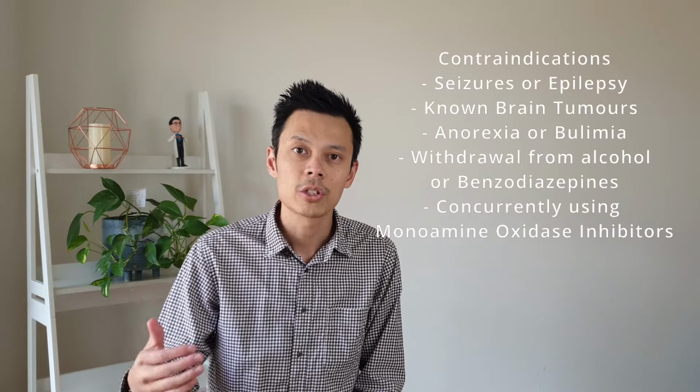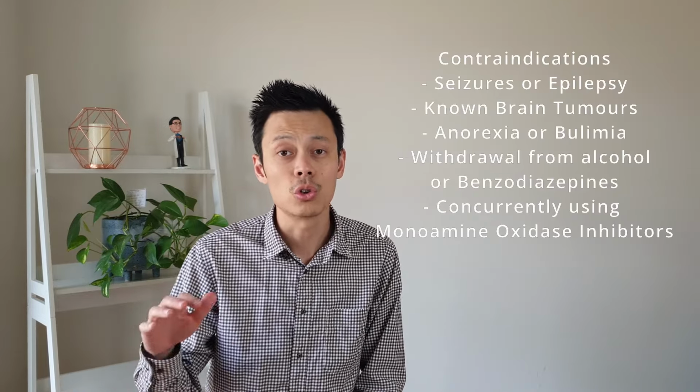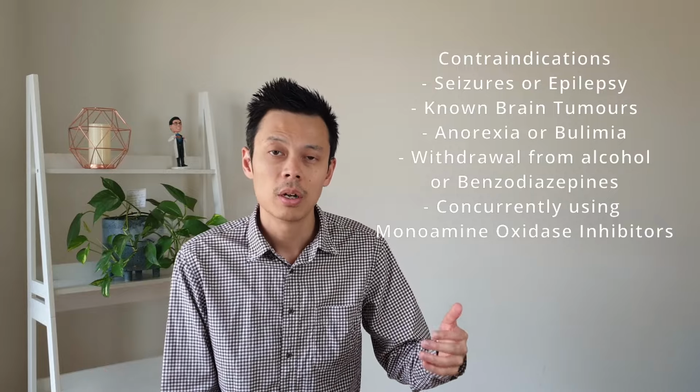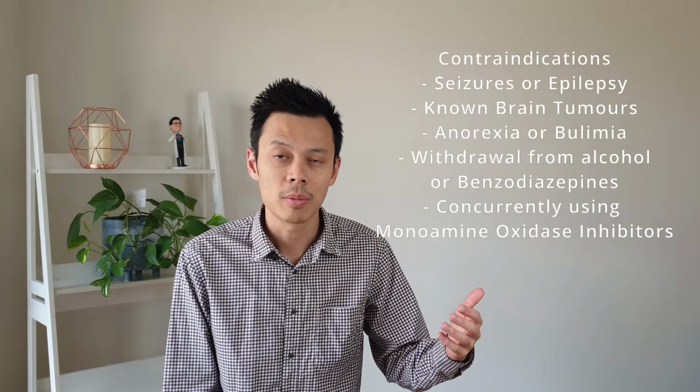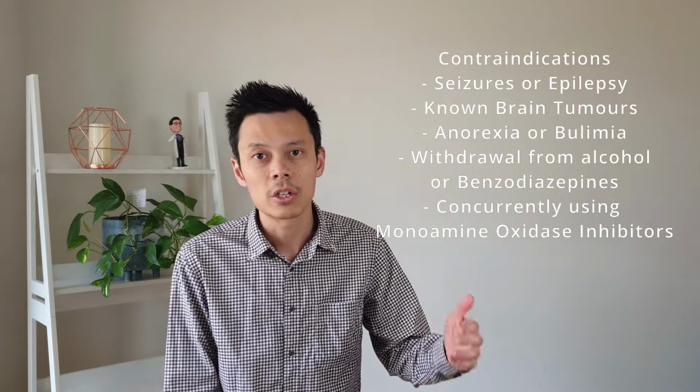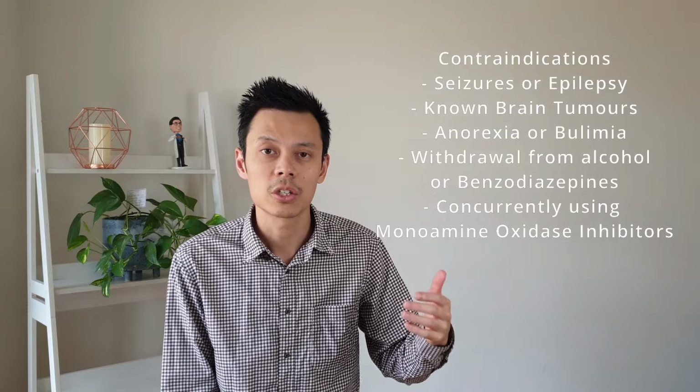Which leads us on to the contraindications to Bupropion, or who should not take Bupropion. So patients that have a history of seizure or epilepsy should not take Bupropion. Also patients that have a known brain tumor, patients that have had a history of bulimia or anorexia, patients who are abruptly withdrawing from heavy alcohol use or benzodiazepines, and patients that are concurrently taking a medication class known as the monoamine oxidase inhibitors.